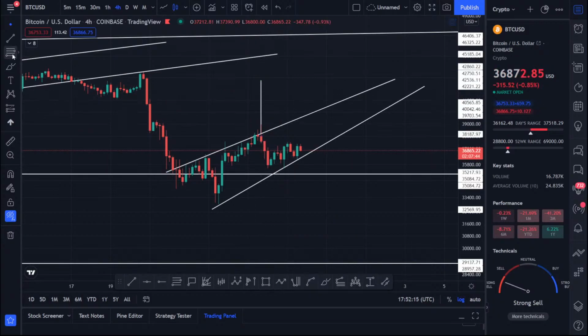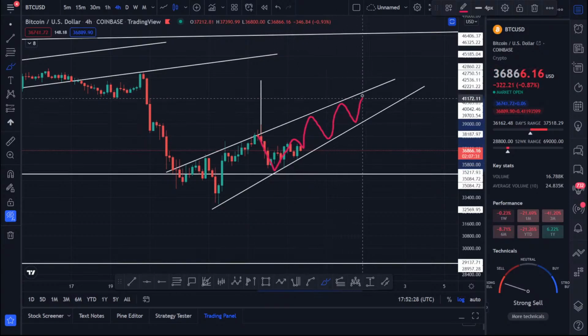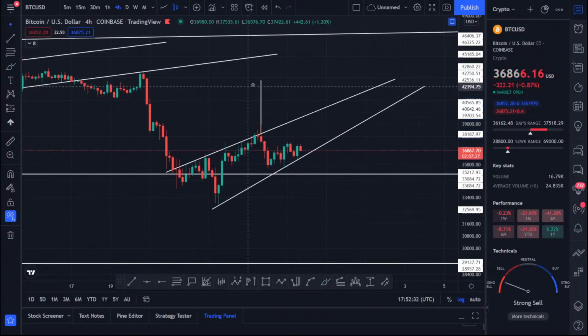Even if you build a case that this is the technical target, I think this is what this pattern is trying to do. It's trying to go up in this kind of formation, like that, until we get there. But it's not necessary that we get there, because the momentum has shifted to the downside at the moment.